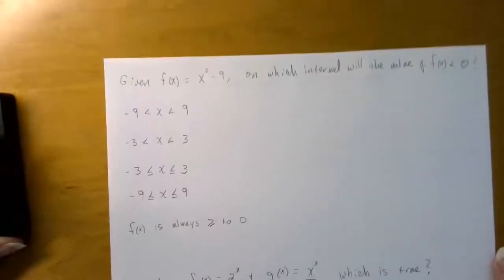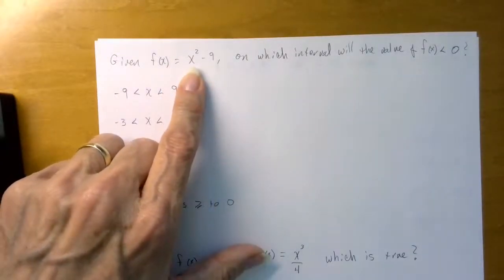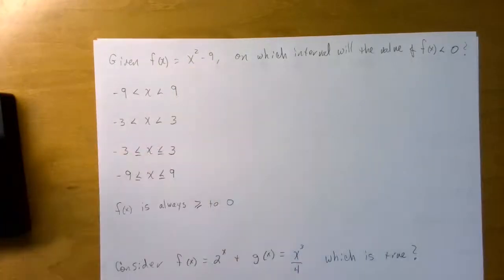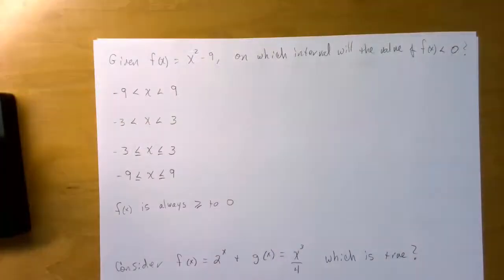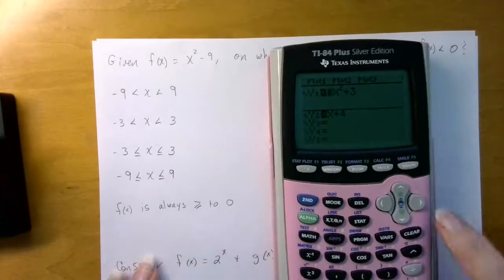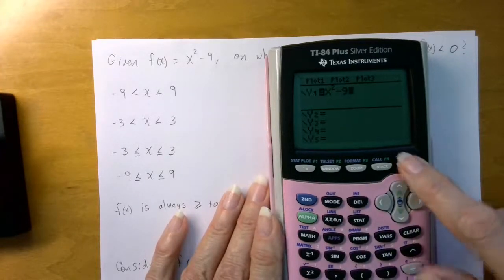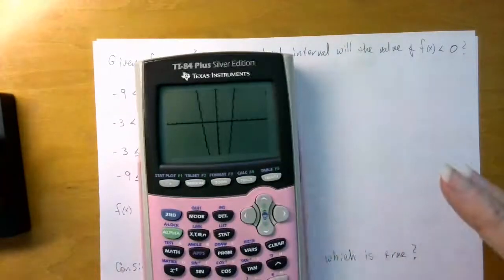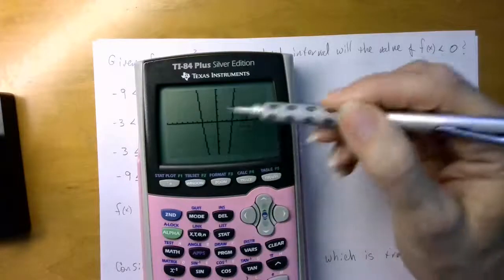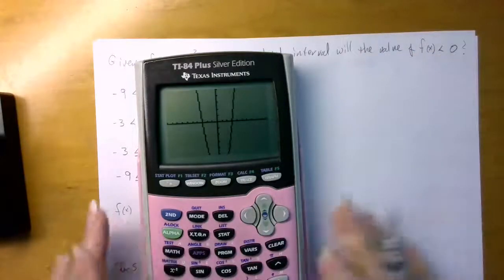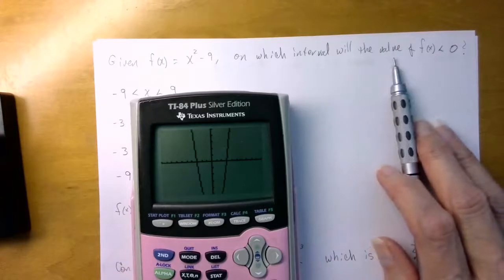It really helps to know the transformations for this, what x squared minus 9 actually looks like. This is a transformation where you take y equals x squared, where you've got the vertex at the origin, but you're moving it down 9 units. So if I come over here and clear this out and take a look at x squared minus 9, and just in general, look at this graph, you can kind of see from negative 3 to 3 where this guy sits on the x-axis. So it's saying, given f of x equals x squared minus 9, on which interval will the value of f of x be less than 0?